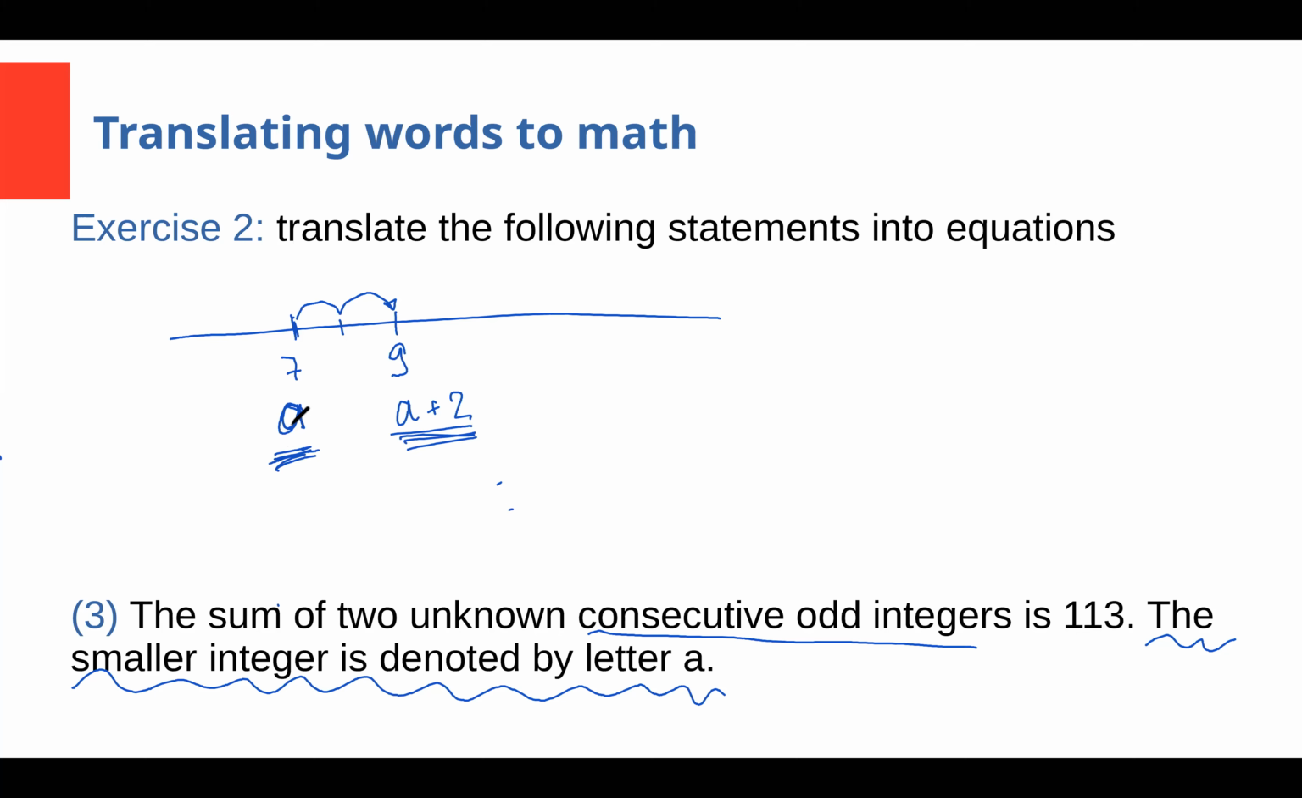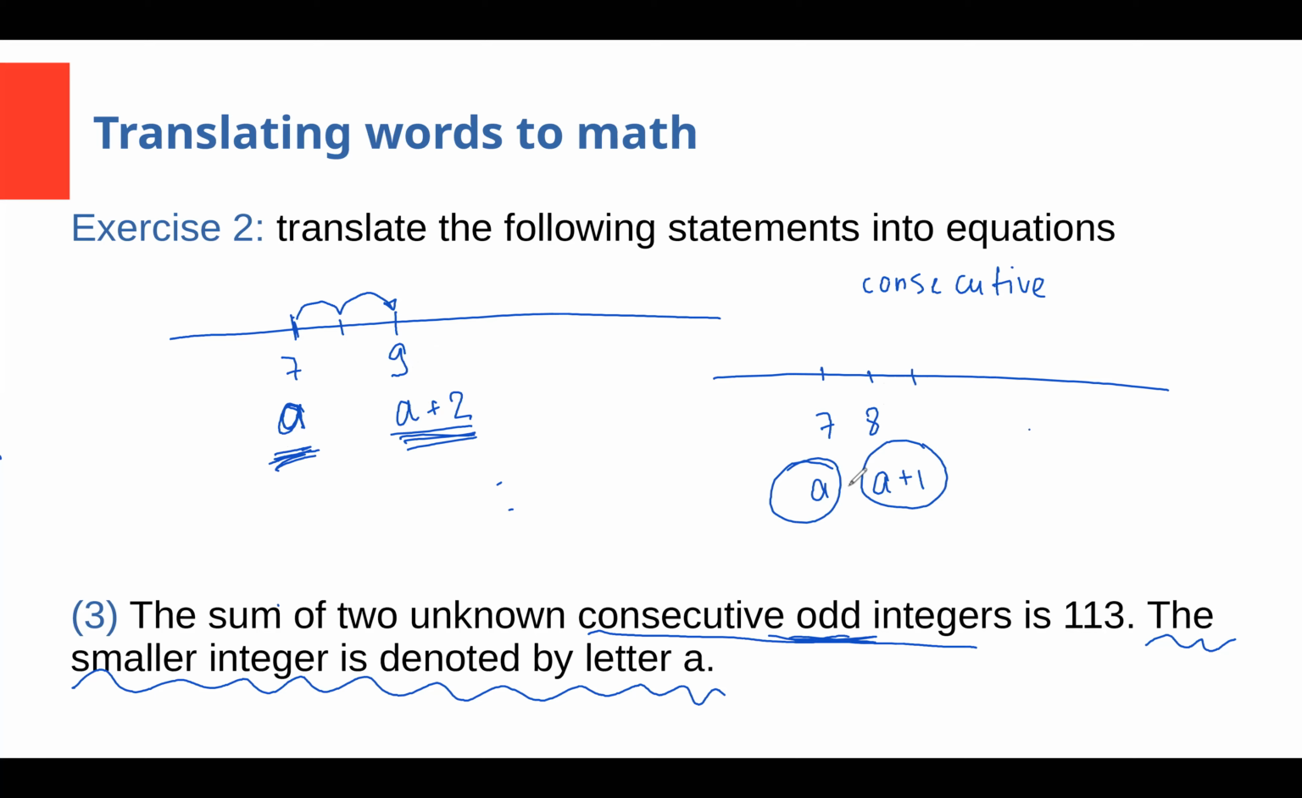So just imagine that A is 7. 7 plus 2 will be 9, right? And this is what happens when they are consecutive odd. If they were just consecutive, right? If they're just consecutive numbers, let's say that it's 7 and 8. If this is A, then the 8 will be A plus 1, right? So then you will be working with these two. It's not related to our problem, but it's general information for us to use.